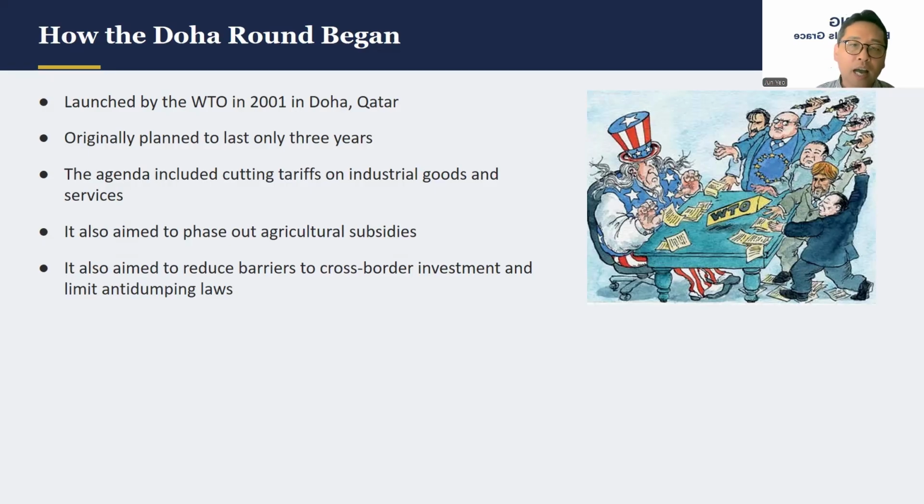Notice how closely this agenda connects to almost everything we have already discussed today. Anti-dumping, agricultural subsidies, and market access. The Doha Round was meant to be the moment when all of these separate problems finally got solved together in a single grand agreement covering the whole WTO membership at once. It was too ambitious.